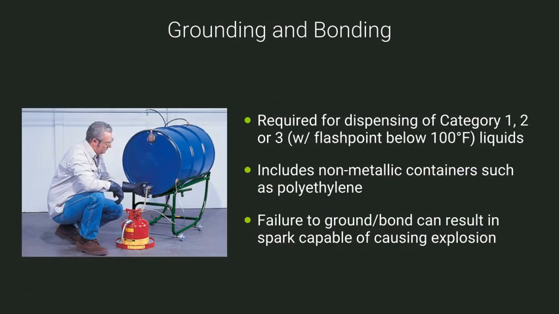Before Category 1, 2, or 3 chemicals can be dispensed into a secondary container, the receiving container must be bonded to the dispensing container, and the dispensing container must be grounded. This requirement also applies to non-metallic containers such as polyethylene. Failure to ground and bond containers can result in static sparks capable of causing an explosion. Contact the safety department with any questions concerning the grounding and bonding process.